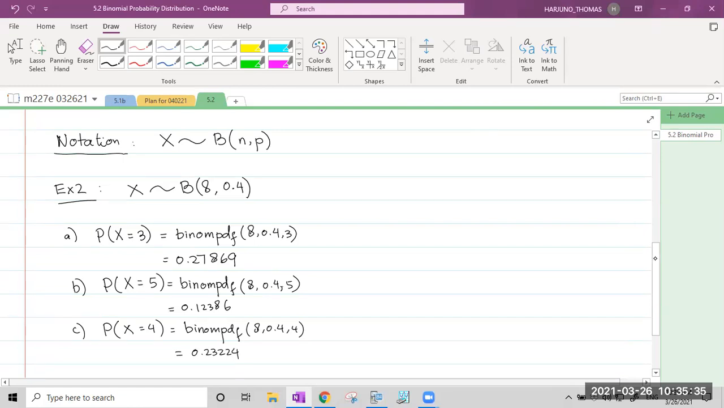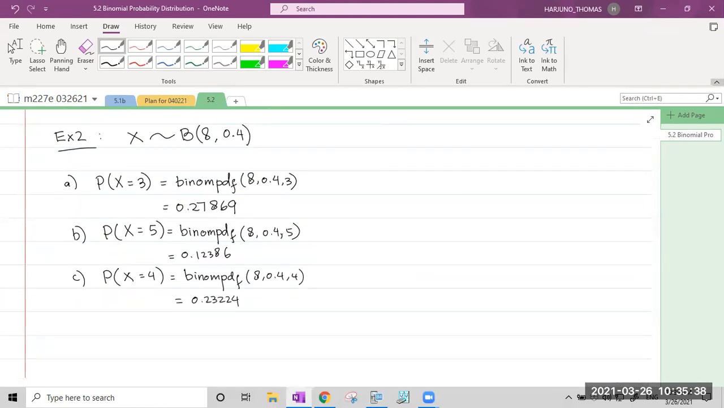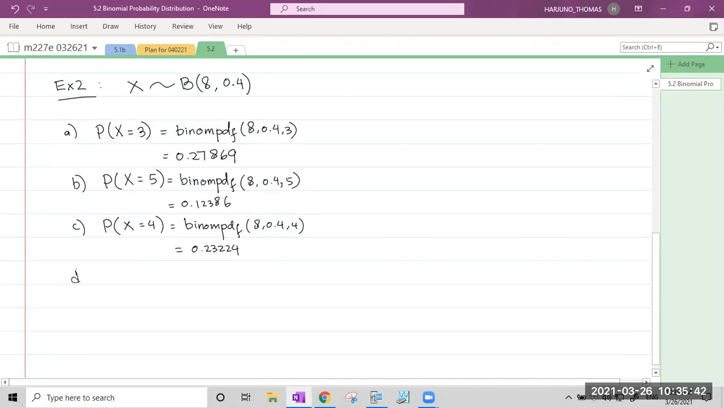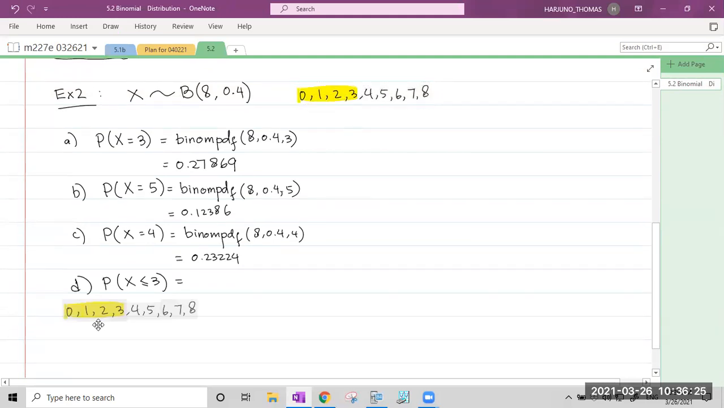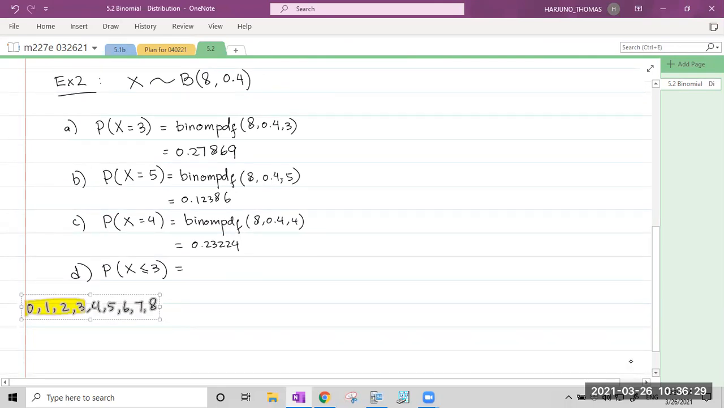Okay. Now, let me go lower, to go below this. What happens if I need the probability that X is at most 3? We have 8 trials, right? So the number of successes is either no success, 1 or 2 or 3 or 4 or 5 or 6 or 7, possibly all 8 successes. When we say at most 3, it refers to the situation up to 3 successes.